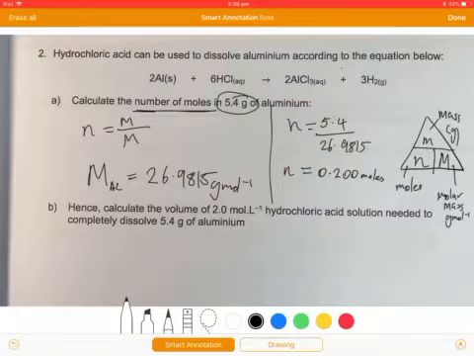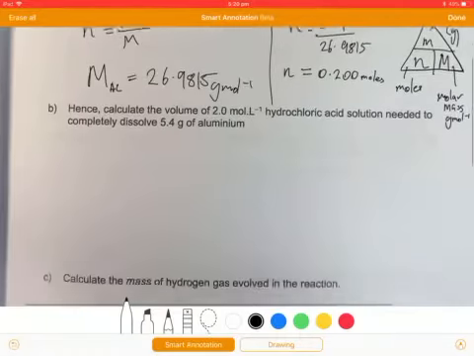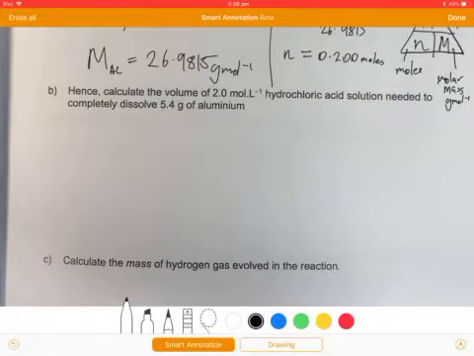I do apologise for this being a little bit messy. It's my first time using this iPad and this stylus, so it is a bit hard to draw with it as I'm not too used to it yet.